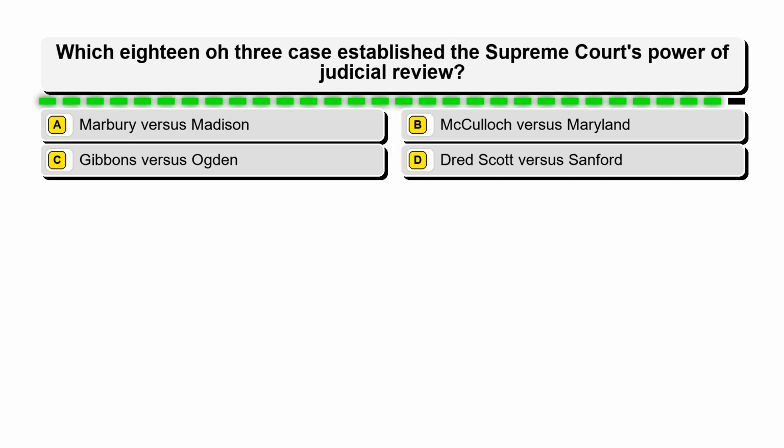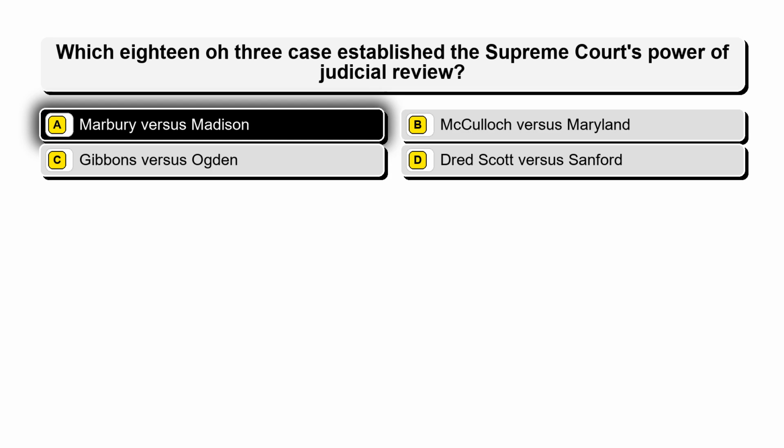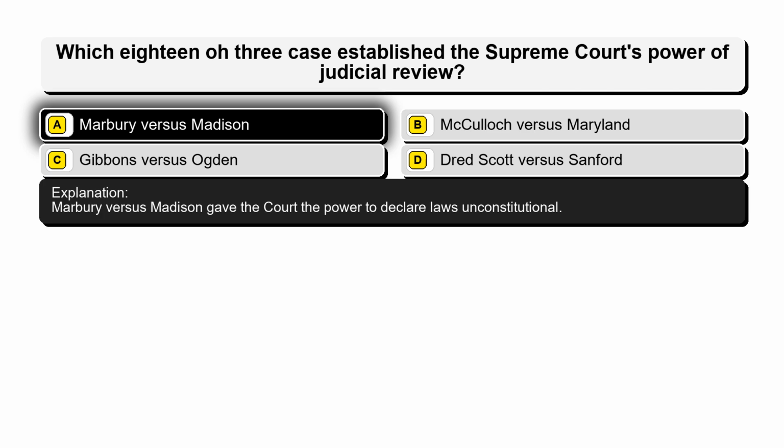Question 119. Which 1803 case established the Supreme Court's power of judicial review? Option A, Marbury v. Madison. Option B, McCulloch v. Maryland. Option C, Gibbons v. Ogden. Option D, Dred Scott v. Sanford. The correct answer is option A, Marbury v. Madison. Marbury v. Madison gave the court the power to declare laws unconstitutional.